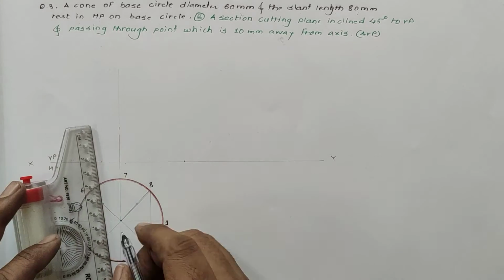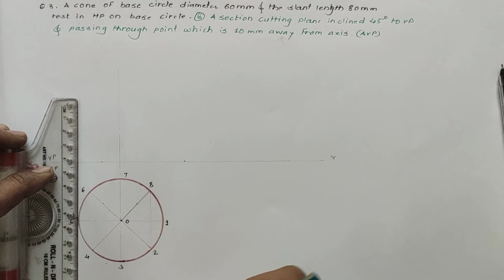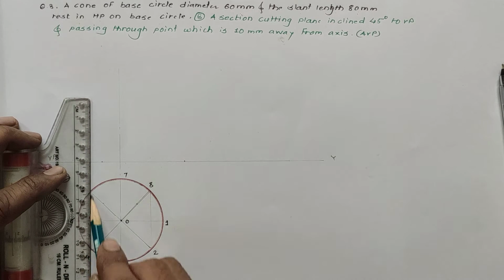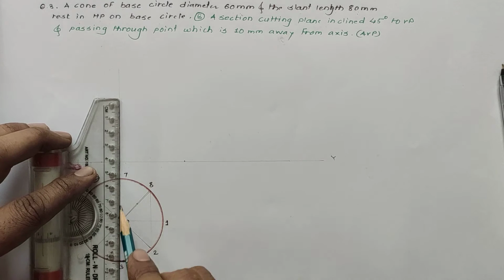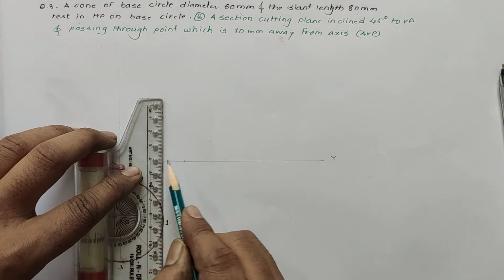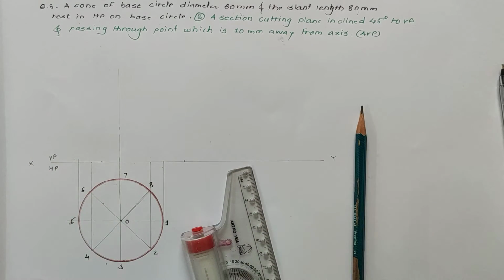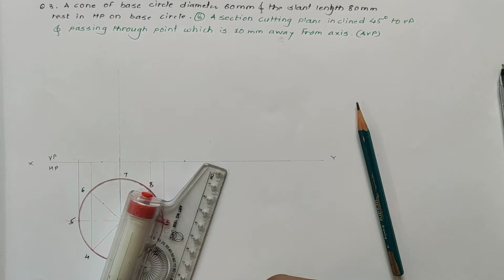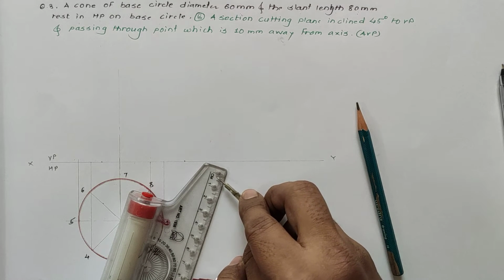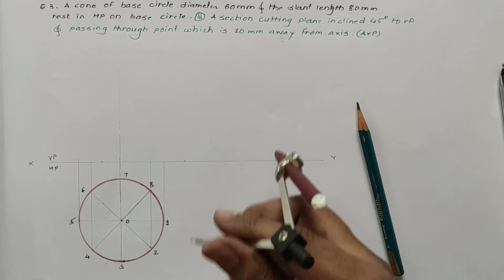Then take the vertical projection line. This is the apex O for the cone. Take faint projection lines from each point. And the total height is not given. Slant length is given, so take the distance in compass, exactly 80 mm, and the end point.